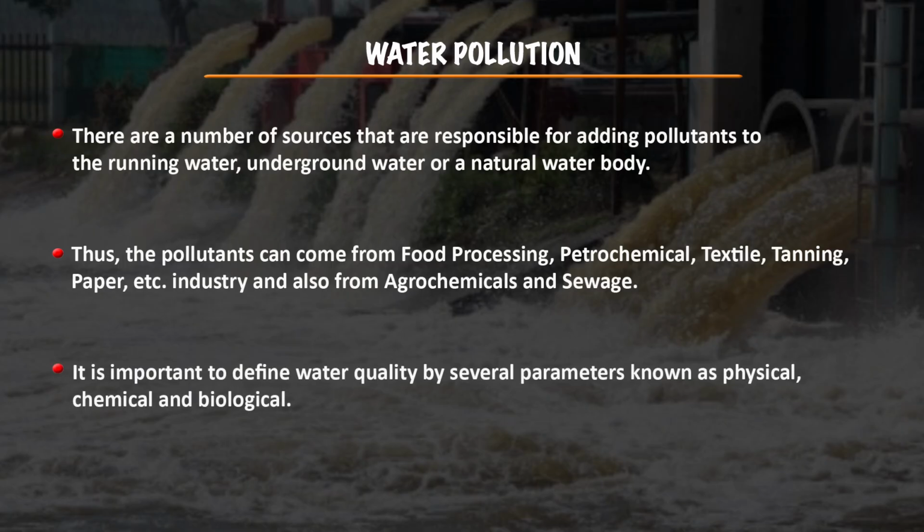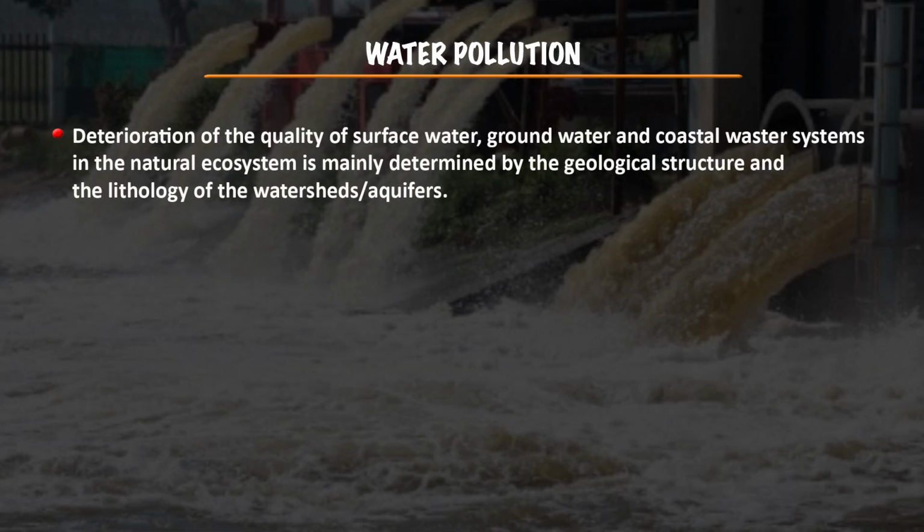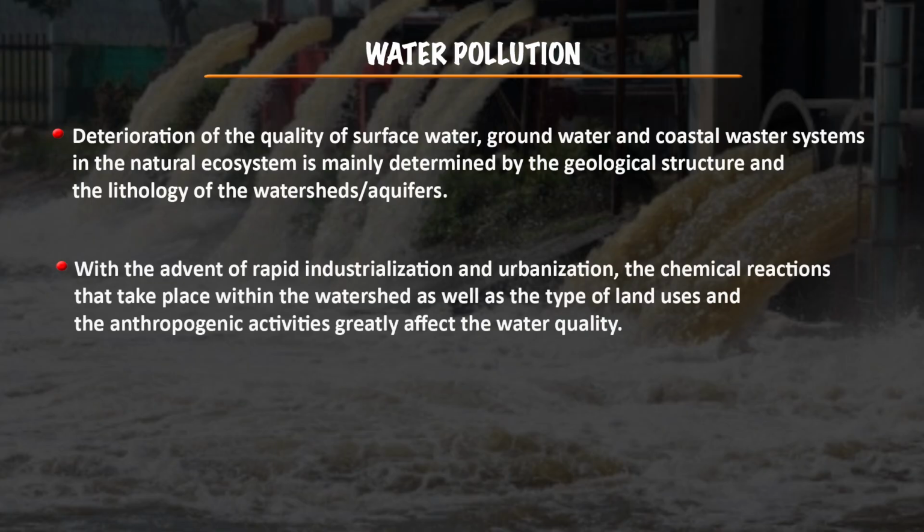It is important to define the water quality by several parameters like physical, chemical and biological. The deterioration of the quality of surface water and groundwater, and also the coastal water systems in natural ecosystems, is mainly based on the geological structure and the lithology of the watersheds or aquifers. With rapid industrialization as well as urbanization, the chemical reactions taking place within the watershed, the type of land uses and also the anthropogenic activities greatly affect the water quality.